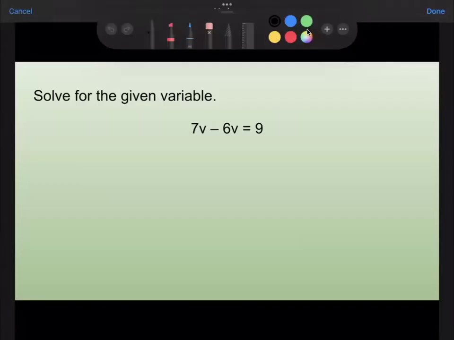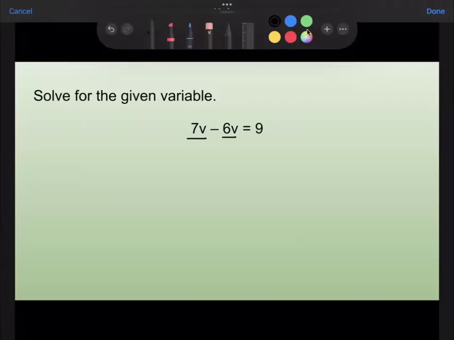Okay, here is the first one I'm going to solve for. We're going to take the equation 7v minus 6v equals 9, and we're going to solve for v to find out what v is. So before we do this, we see an opportunity here to simplify this equation. What I see is that there are some like terms on the same side of the equation. They're both on the left side. We have two terms that have v in them. So what I can do is combine those like terms before I start to solve.